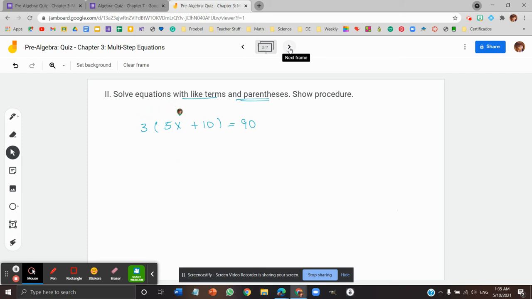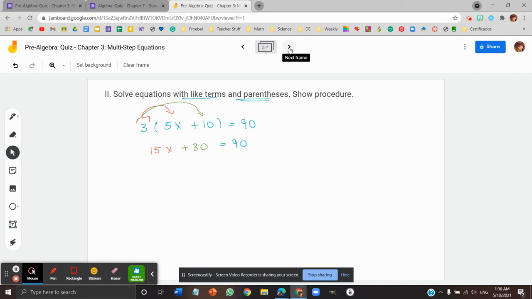For example, I'm going to take everything that is on the outside, so it's going to be 3 multiplied by the first term. 3 times 5, how much is 3 times 5? 15. And the x, I'm just going to put the x. So I know that 3 times 5x is going to give me 15x. I'm going to do this in another color. And I'm going to do the same thing with the next term. 3 times 10, I know that's going to be 30. I'm going to leave everything else as it is.